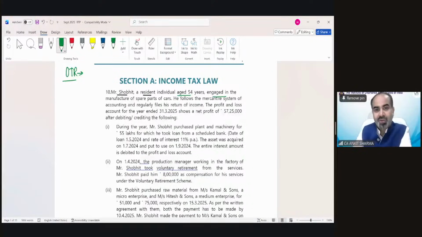Sab theek ho jayega. He follows the mercantile system of accounting and regularly files his return of income. Very good. The profit and loss account for the year ended on 31st March 25 shows a net profit of 57,25,000, after debiting and crediting the following. During the year, Mr. Shobhit purchased plant and machinery for 55 lakh.